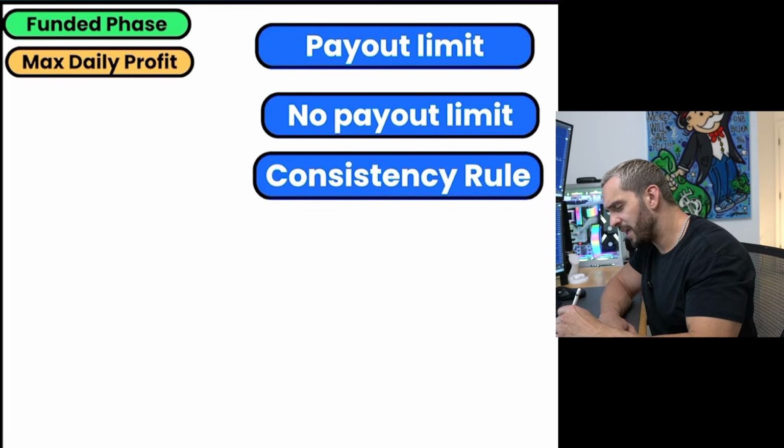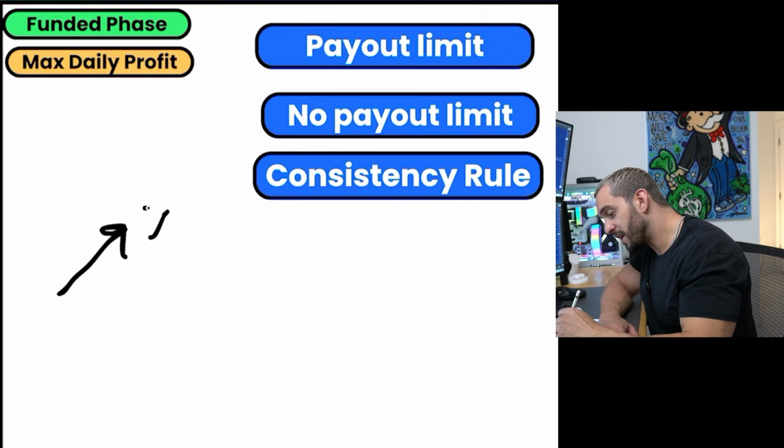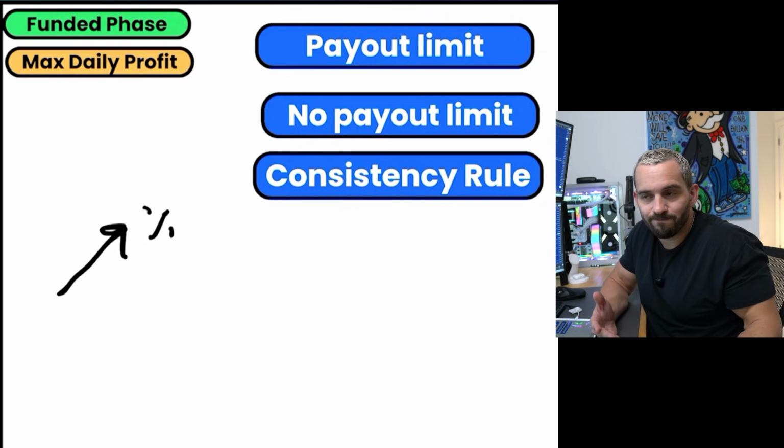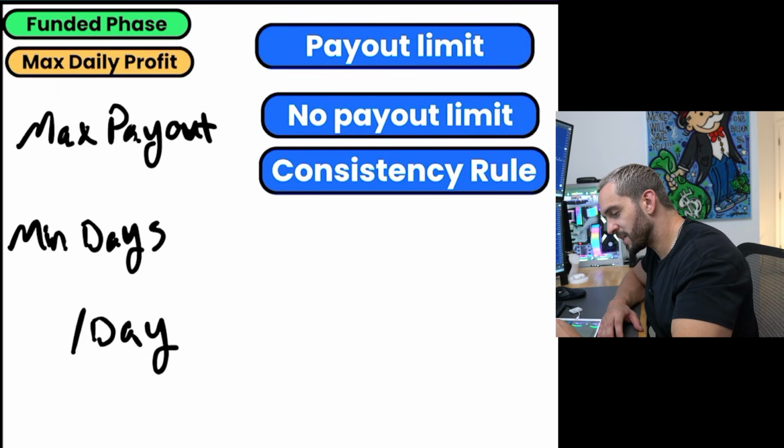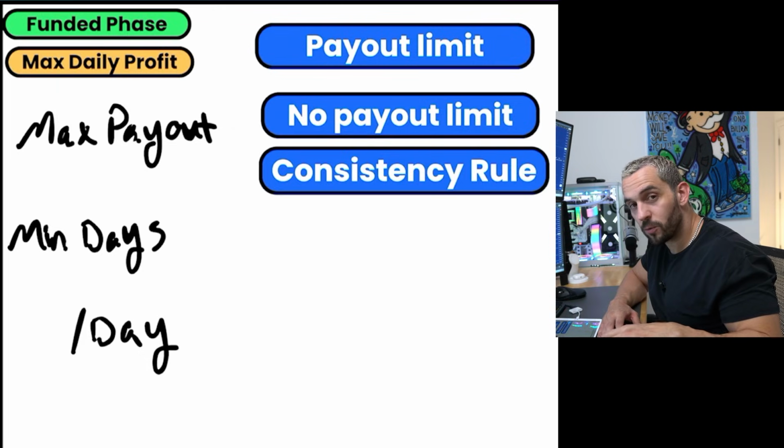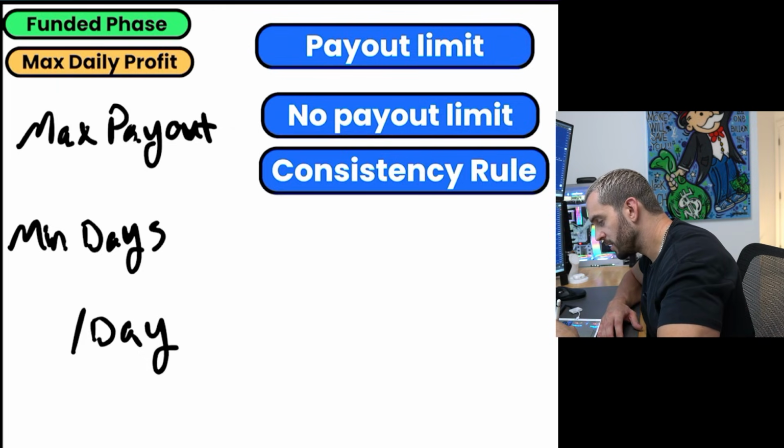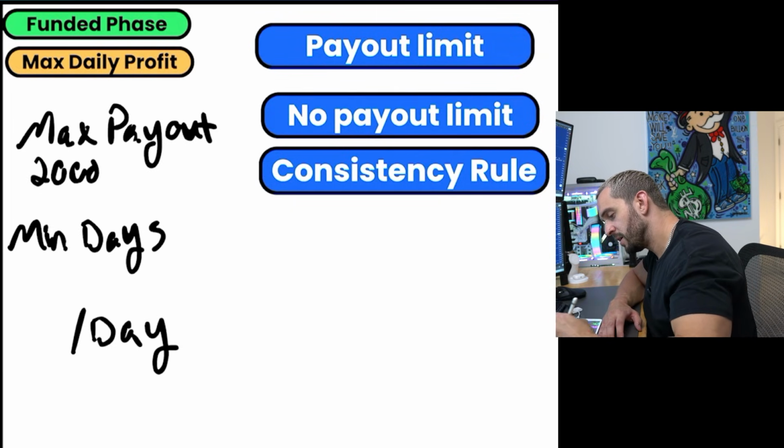Basically what it states is that if you make more than a certain percentage, you're not allowed to get a payout, and that's it. So we're gonna use Apex as an example, and the first thing that we wanna know still is the max payout. So for a 50K account with Apex, your max payout is $2,000. The minimum days, we still wanna know this, is gonna be 8.